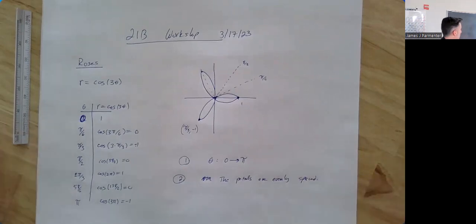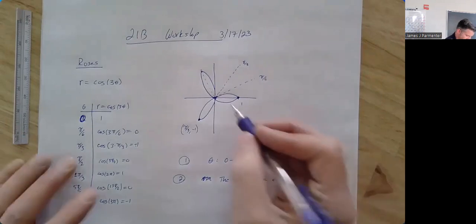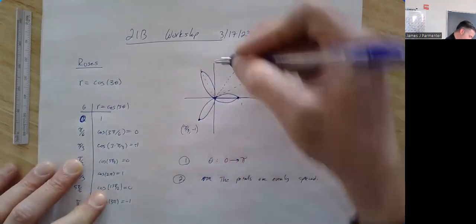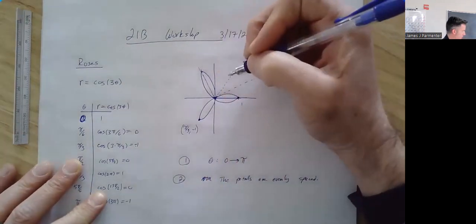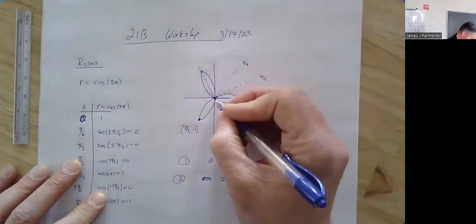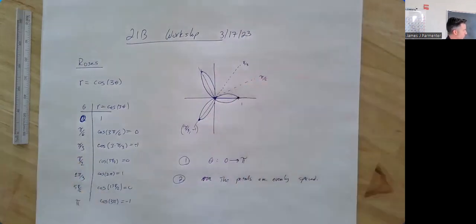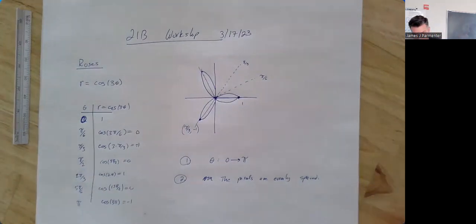So each of these petals is kind of 120 degrees away from every other one, right? This main axis is theta equals 0. There's theta equals 120 degrees, or 2 pi over 3. There's theta equals 240 degrees, or 4 pi over 3.